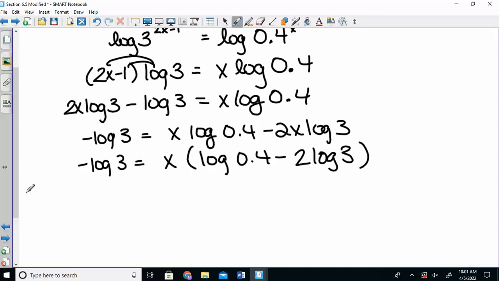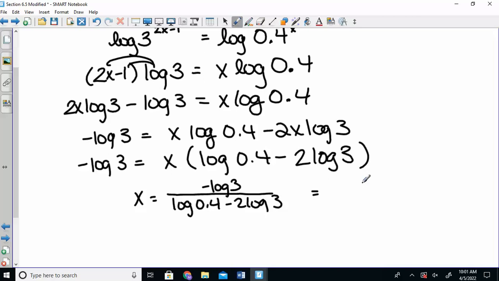Then, how do we get to our final answer? So we have negative log 3 divided by log 0.4 minus 2 log 3. And that's the exact answer. If I ask for a decimal, you type that in. Make sure you put parentheses around the entire denominator. And so we would get 0.3529.